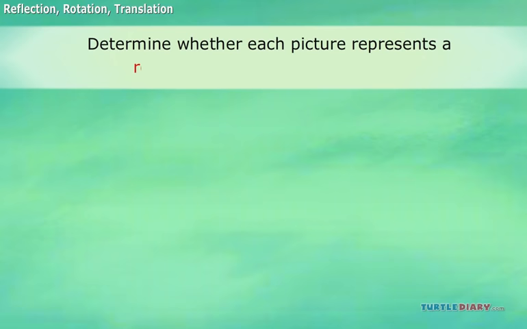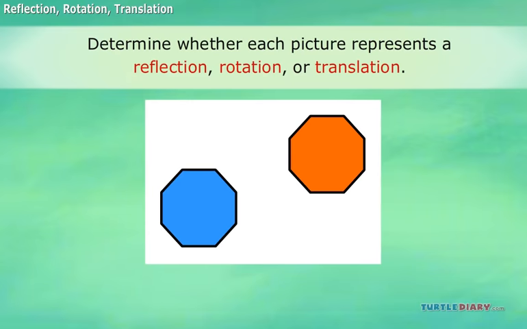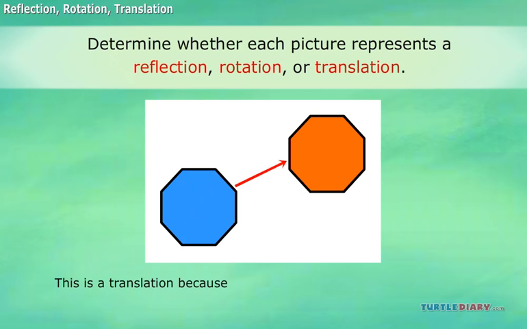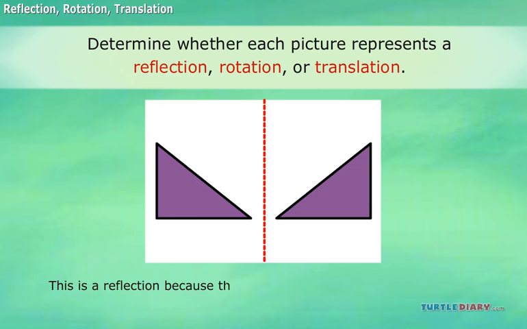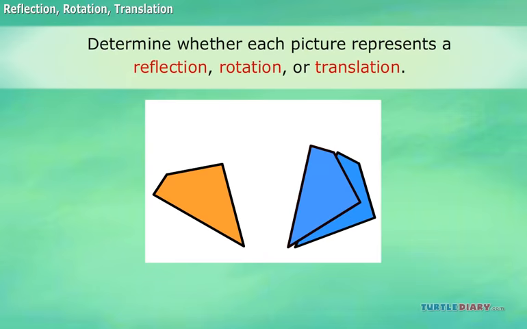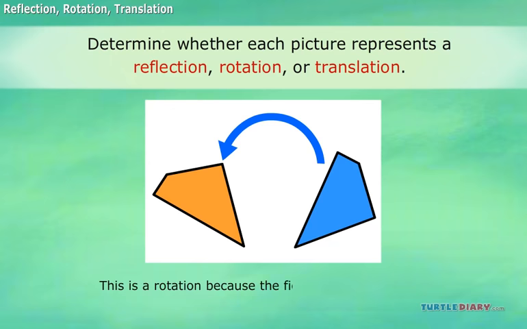Determine whether each picture represents a reflection, rotation, or translation. This is a translation because the octagon has been moved or slid. This is a reflection because the triangle has been flipped over the line. This is a rotation because the figure has been turned.